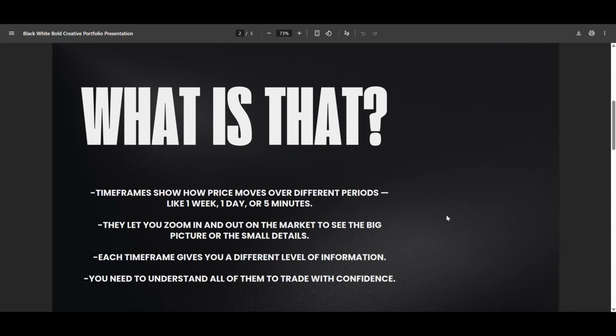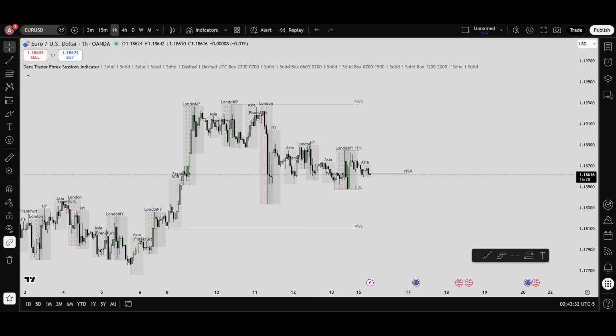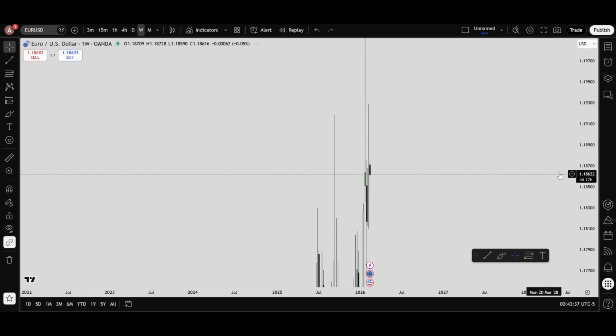And remember, no single time frame tells the full story. To trade with confidence, you need to understand how they work together. Now, let's look at this on the chart. Alright, let's clear this for a second and switch to the weekly time frame.